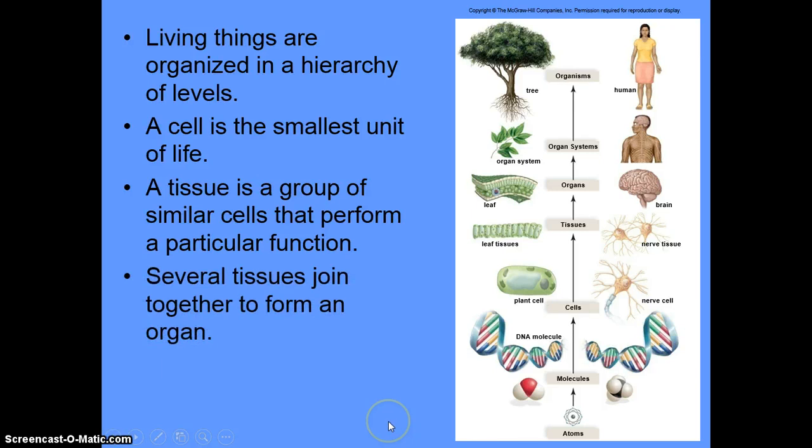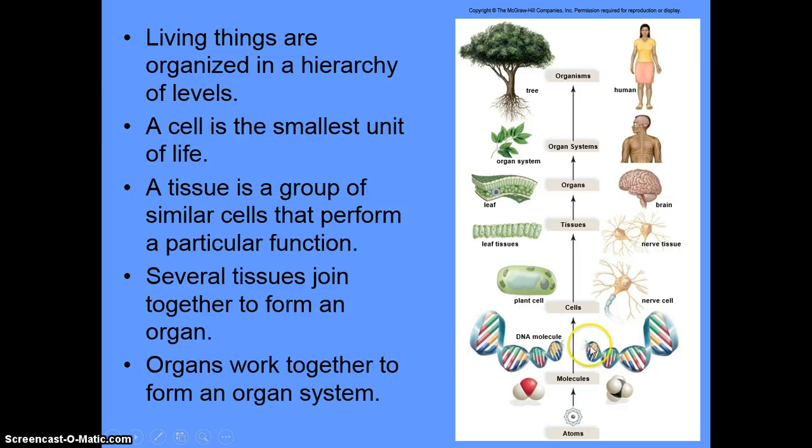When you put several different tissues together, it can form an organ. So a leaf is an organ for a plant, whereas nerve cells go together to make up nerve tissues that go together with different tissues to make up the human brain. And then those organ systems, such as the brain, the digestive system, circulatory system, and so on, are going to go together to form an organism.